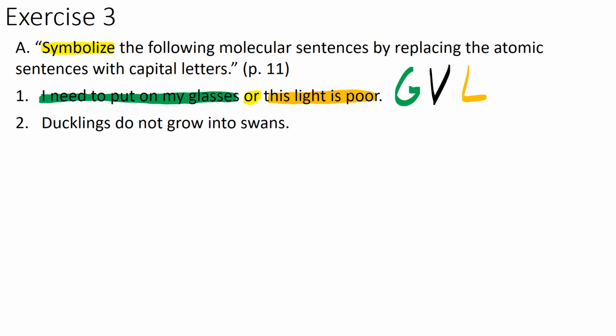Sentence 2, ducklings do not grow into swans. We have the not sentential connective, and in this case there's only one individual atomic sentence: ducklings do grow into swans. We'll give that a D, but there is a denial, so we just say not D.